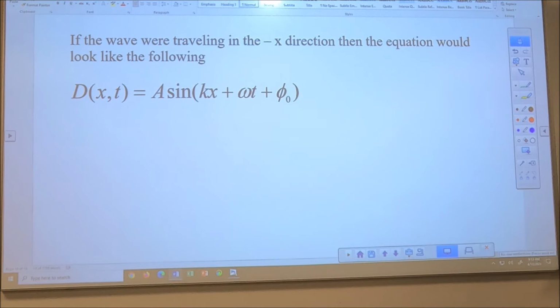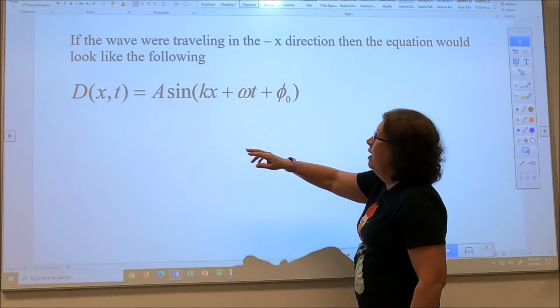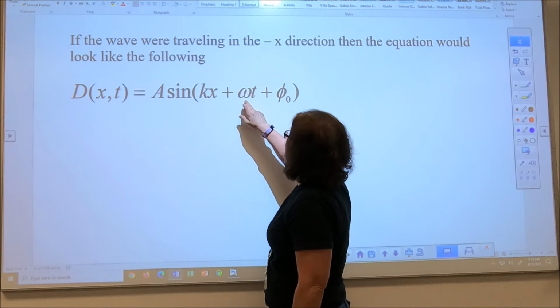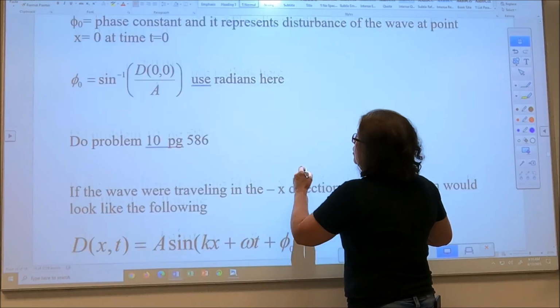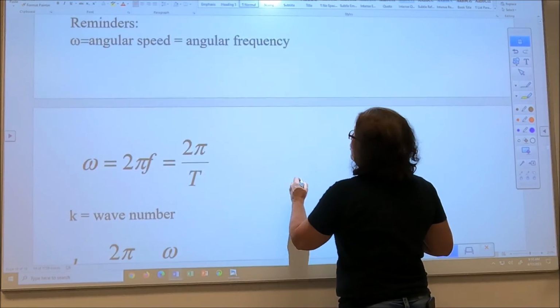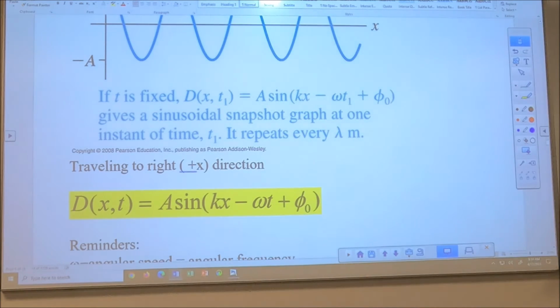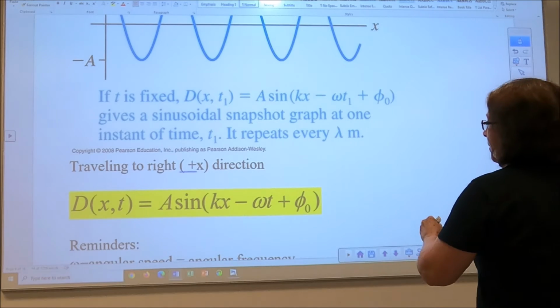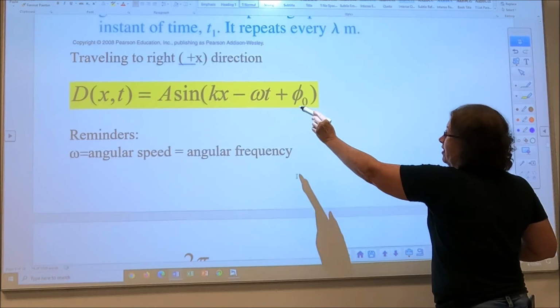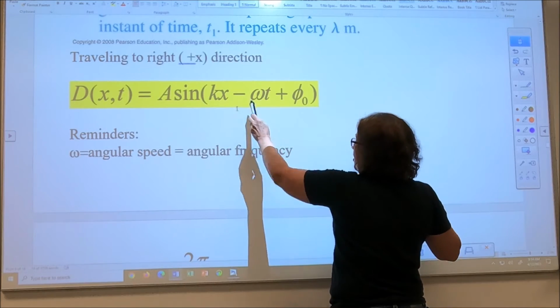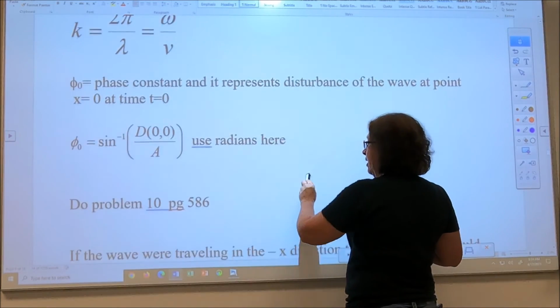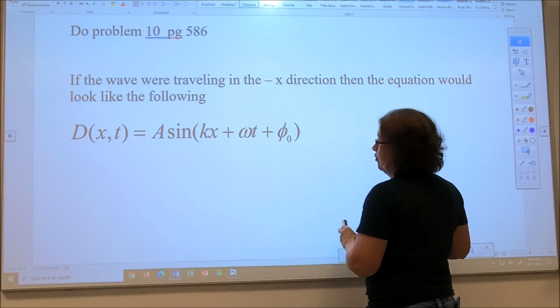If the wave is traveling in the minus x direction, the equation would change a little bit. It would be A sine(kx plus omega t plus phi 0). Notice if it's traveling in the other direction, it's a positive sign. Okay, so there's a difference. You see the negative sign here, it's traveling to the right. And if it's a positive, it's traveling to the left.